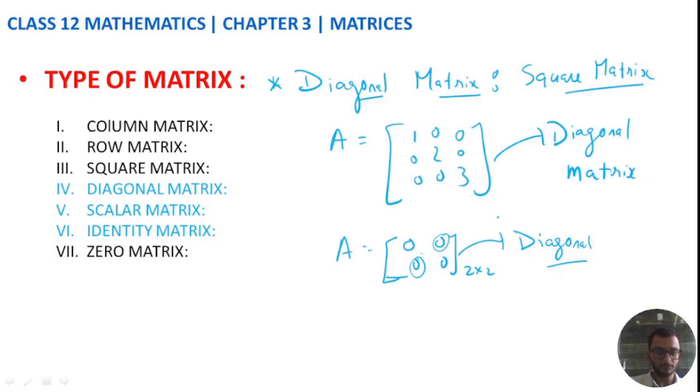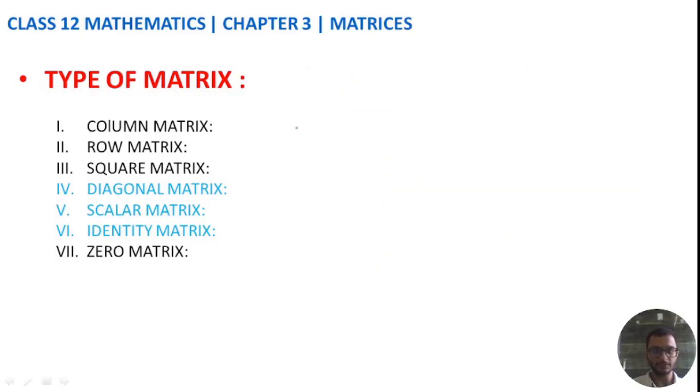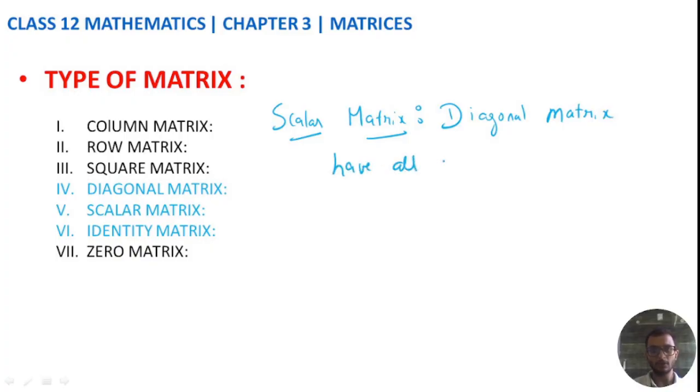Now let's move to scalar matrix. What is a scalar matrix? A scalar matrix is a special type of diagonal matrix. If it is a diagonal matrix, then it should be a square matrix also, so I am not writing it separately. A diagonal matrix having all diagonal elements equal is called a scalar matrix.